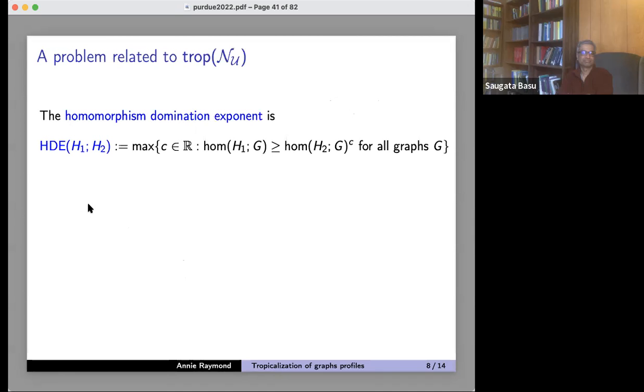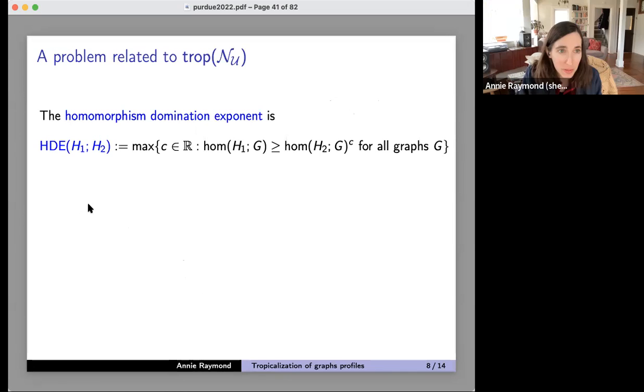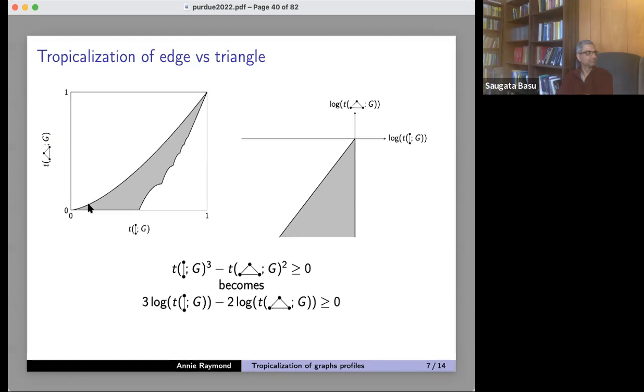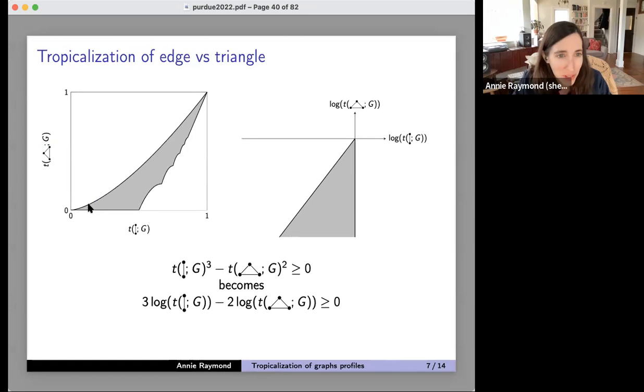So let me give you an example of a problem from extremal graph theory where we retain something interesting, but maybe actually I should take a moment to make sure everybody is still on board and to see if there are any questions.